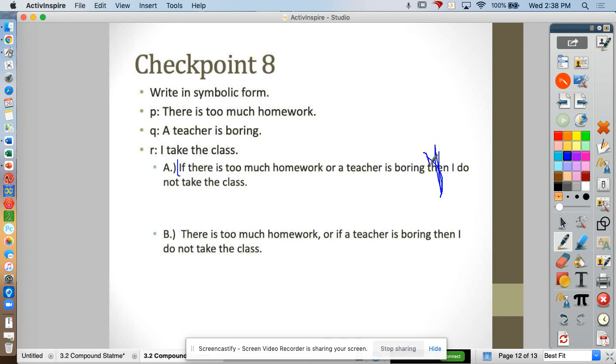So if and then is going to be in the parentheses, and then this, I do not take the class, is going to be broken up. So when you write it, you're going to have P or Q in your grouping symbols, parentheses. Now remember, this was an if then. That means that this was the if, and then comes the arrow. I do not take the class is going to be negation of R.